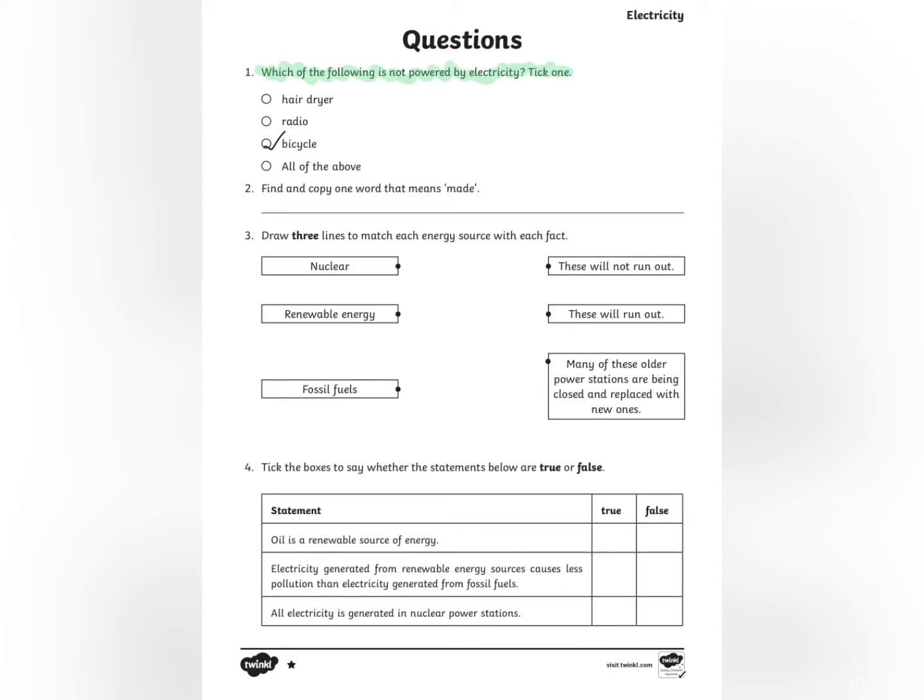Question 2 says, find and copy one word that means made. So we would look back on the text and find a word that could mean the same as made. I have found under where is electricity generated, the first sentence says electricity can be generated in power stations. That is the same as the word made.